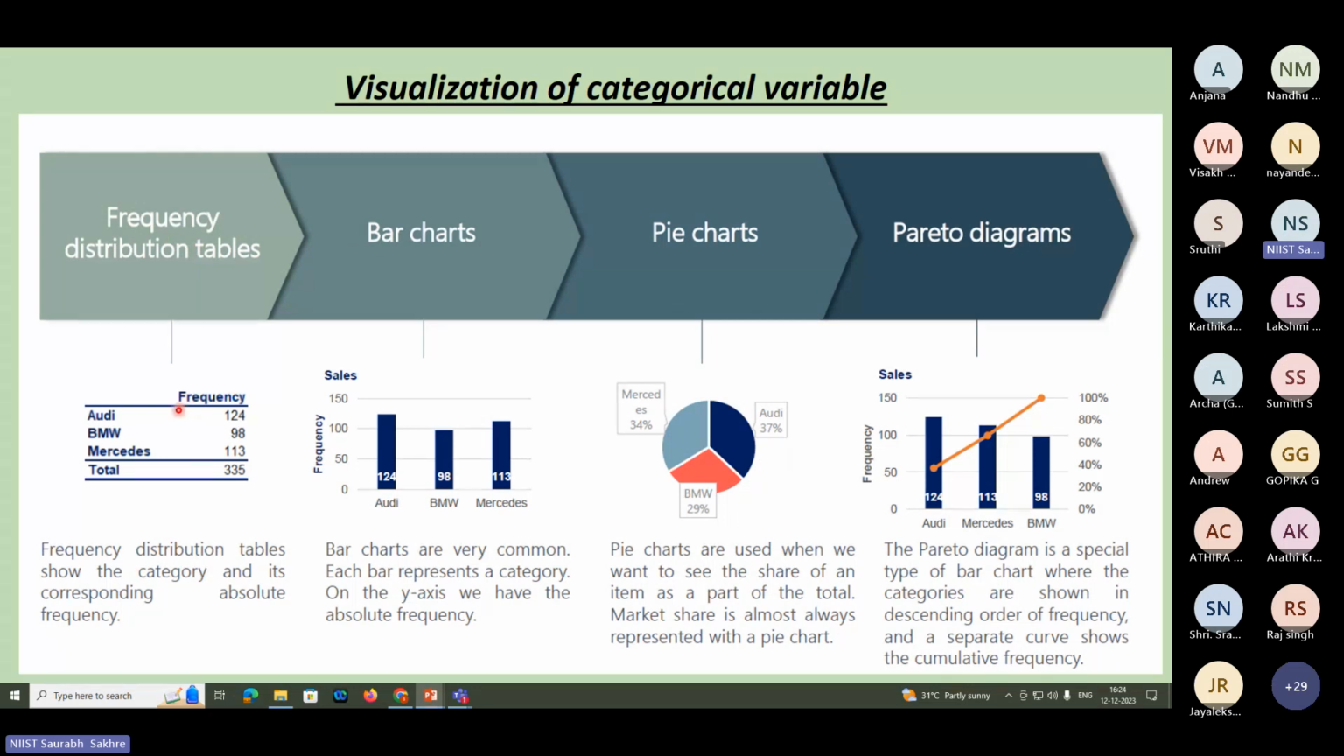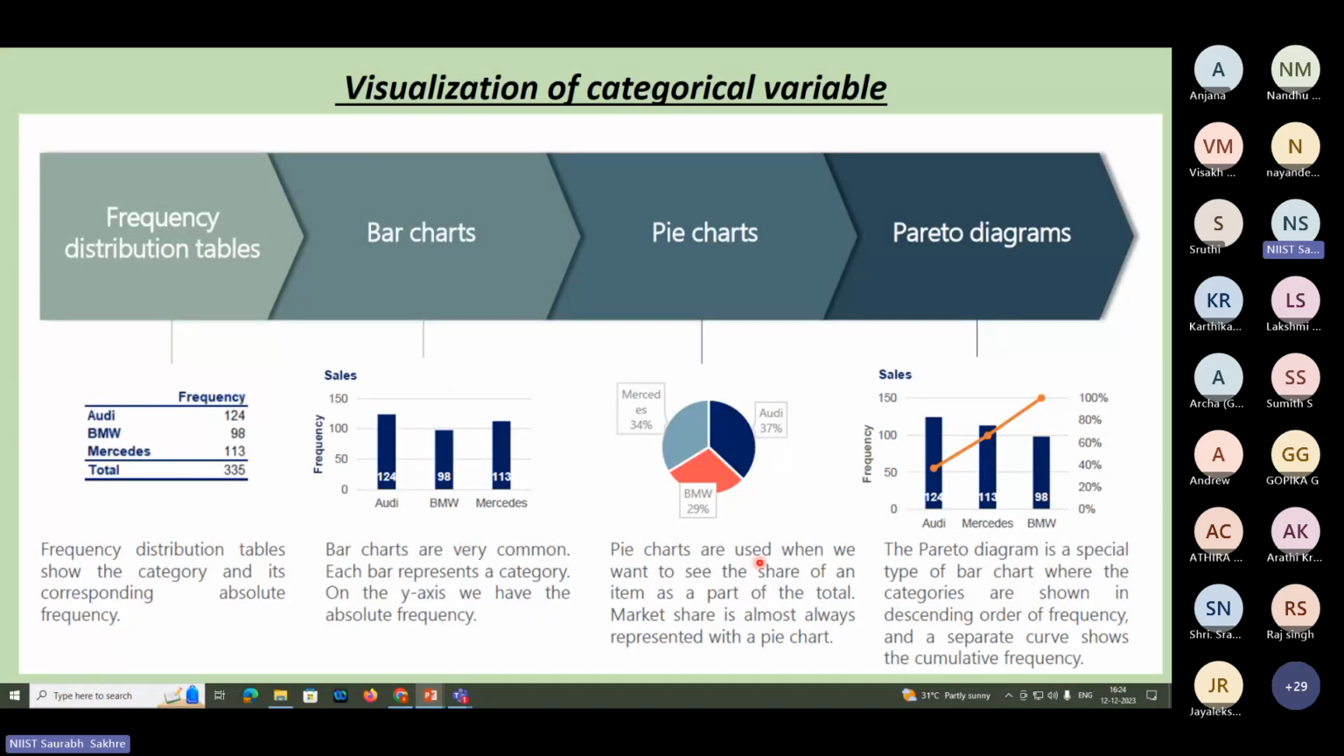When do we use it? A frequency distribution table shows the category and its corresponding absolute frequency. Suppose I have 124 Audi, so I'll write Audi 124, BMW 98, Mercedes 113. We use this when we have n number of elements in one category. Second one is the bar chart. Bar charts are very common. Each bar represents a category. On the y-axis, we have the absolute frequency, like Audi 124, BMW 98, Mercedes 113.